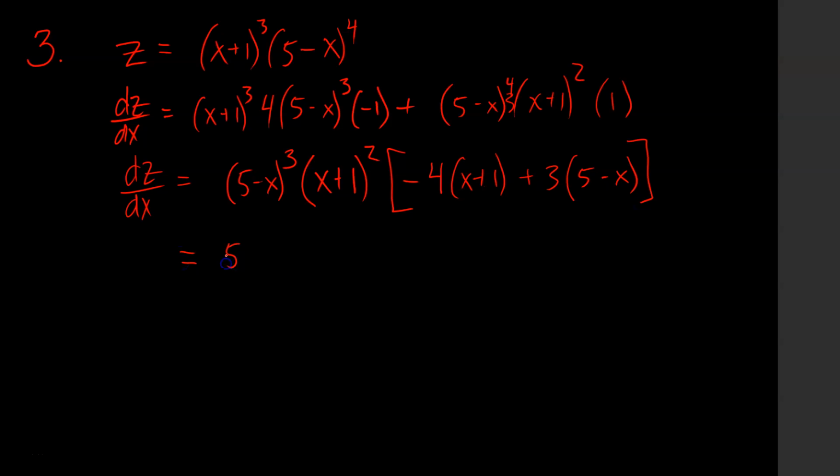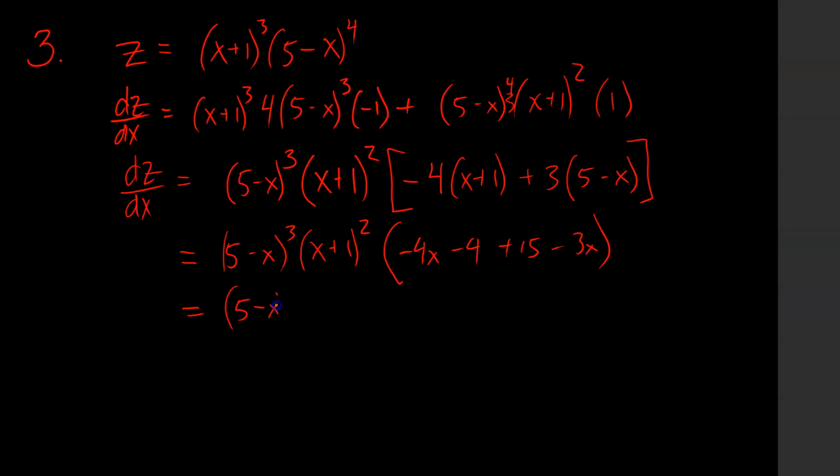Not good enough, actually. We're going to multiply and get, let's see, negative 4x minus 4 plus 15 minus 3x. And what combines? How about 15 minus 4 is 11. Sorry, I'm just trying to think if I missed something. Minus 7x. I think that's right. I hope that's right.